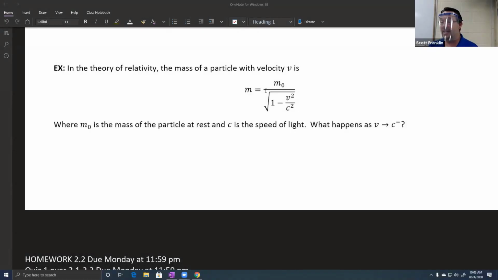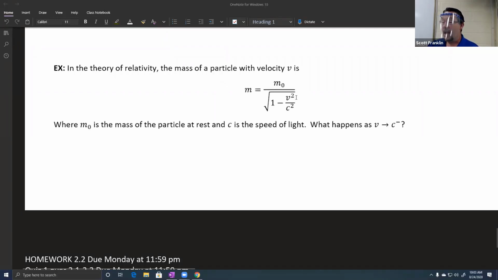The theory of relativity and the mass of a particle that has a velocity v, and you've got m naught, m sub 0, you've got a v, which is the velocity of that particle, and you've got c, which is a constant. It's the speed of light.